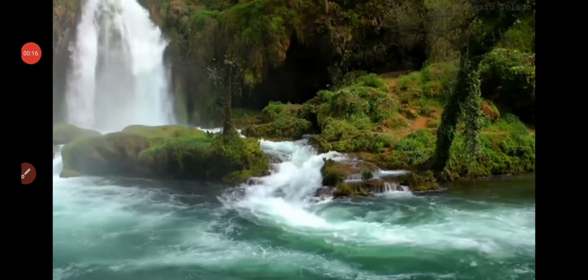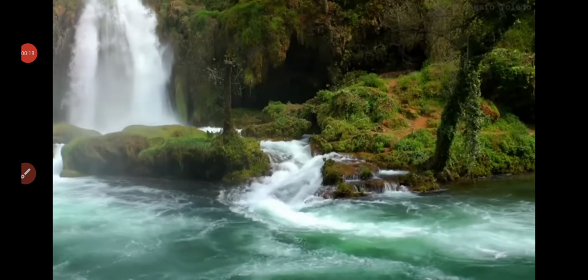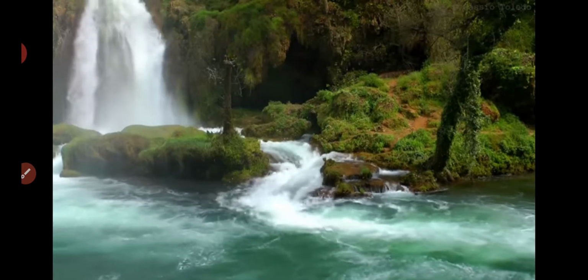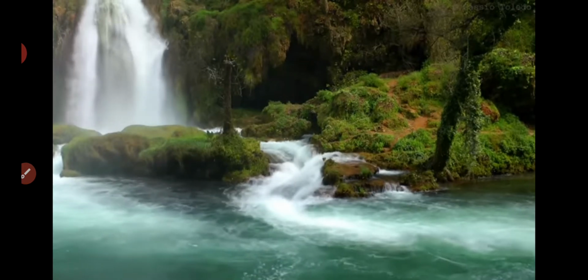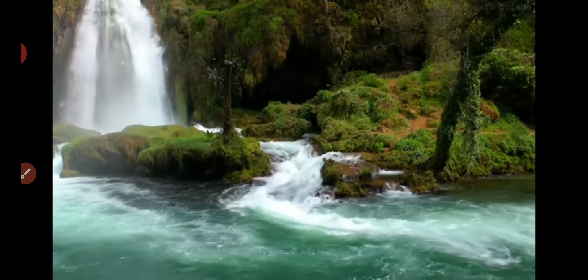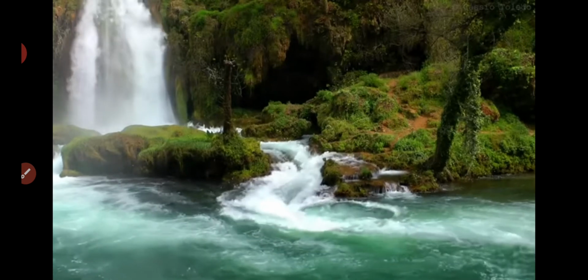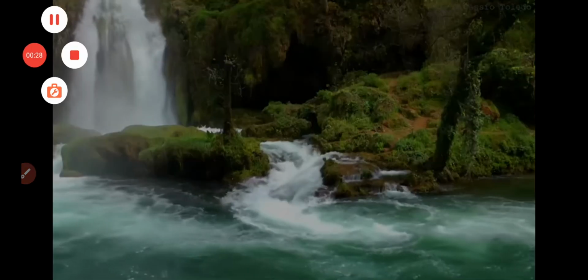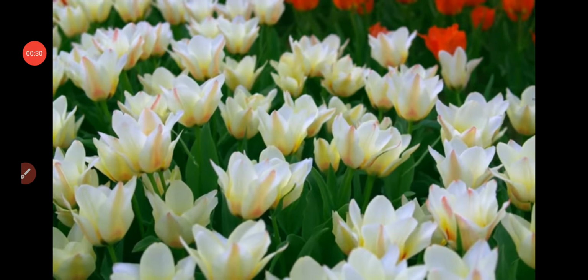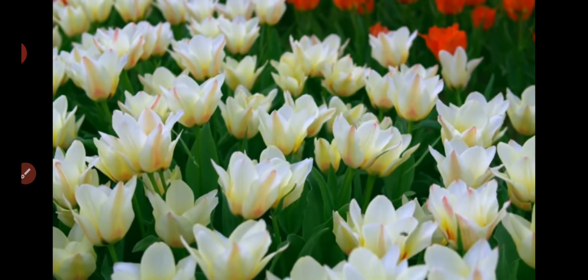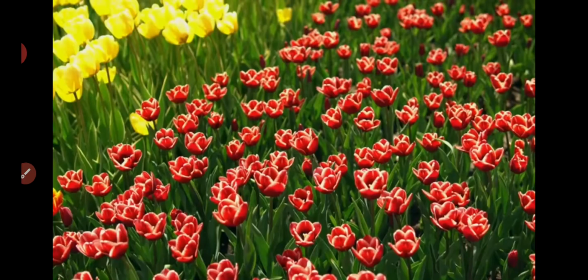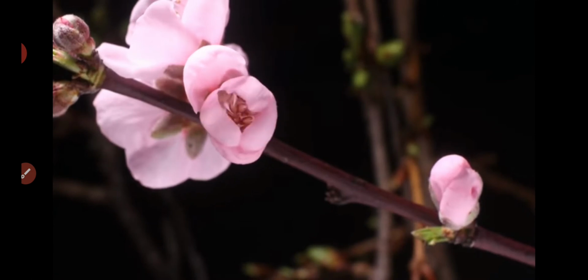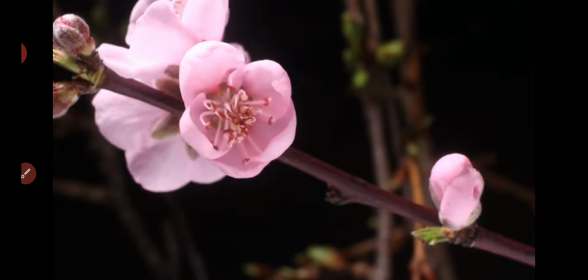So students, you can observe how water is flowing over here. At the side of the water, a number of plants are grown, right? So this is our nature. Now you can see beautiful flowers standing up in the nature. See how flowers are opening.